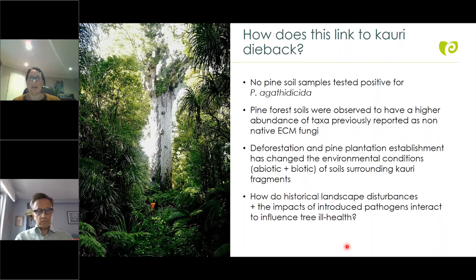And how do these changes interact when we look at regeneration and restoration of these kauri forests? How does that influence their ability to resist these pathogens as well?